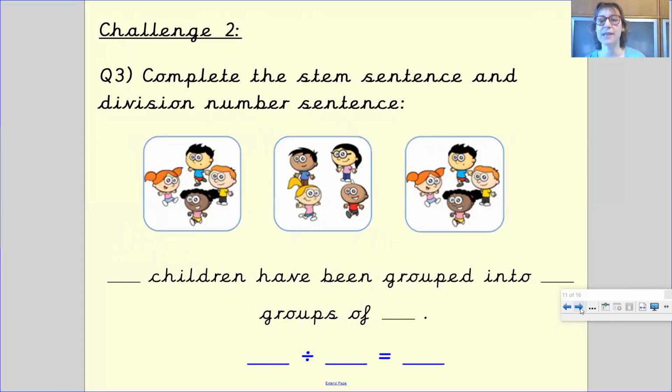Challenge 2, you've got the same. So again, can you write the STEM sentence? So how many children have been grouped into how many groups and how many in each group? And then write that as your division question. How many children? How many groups? How many in each group?